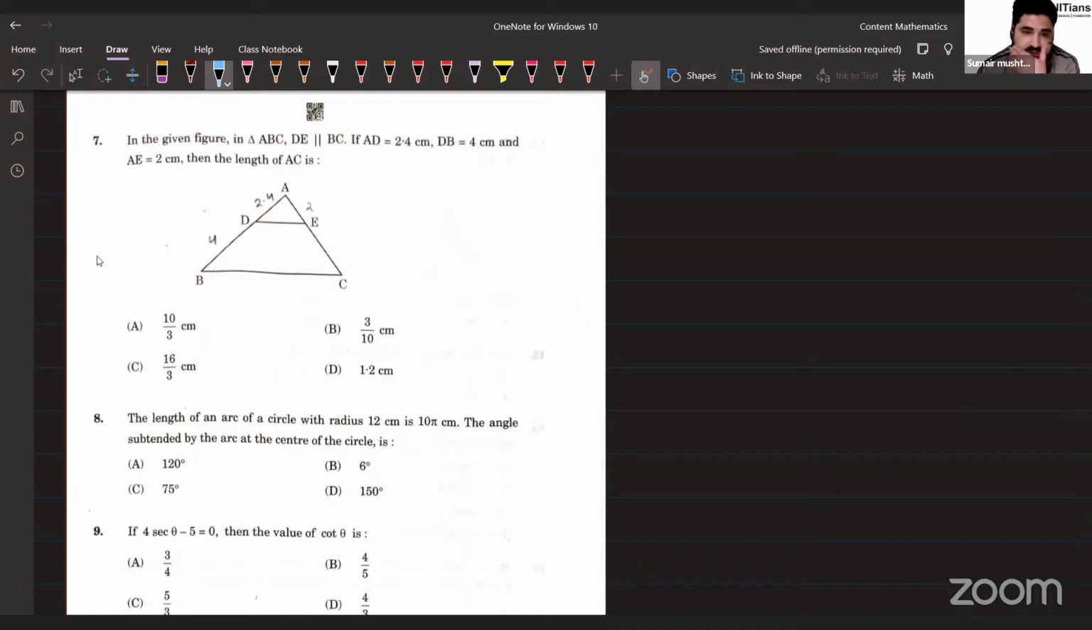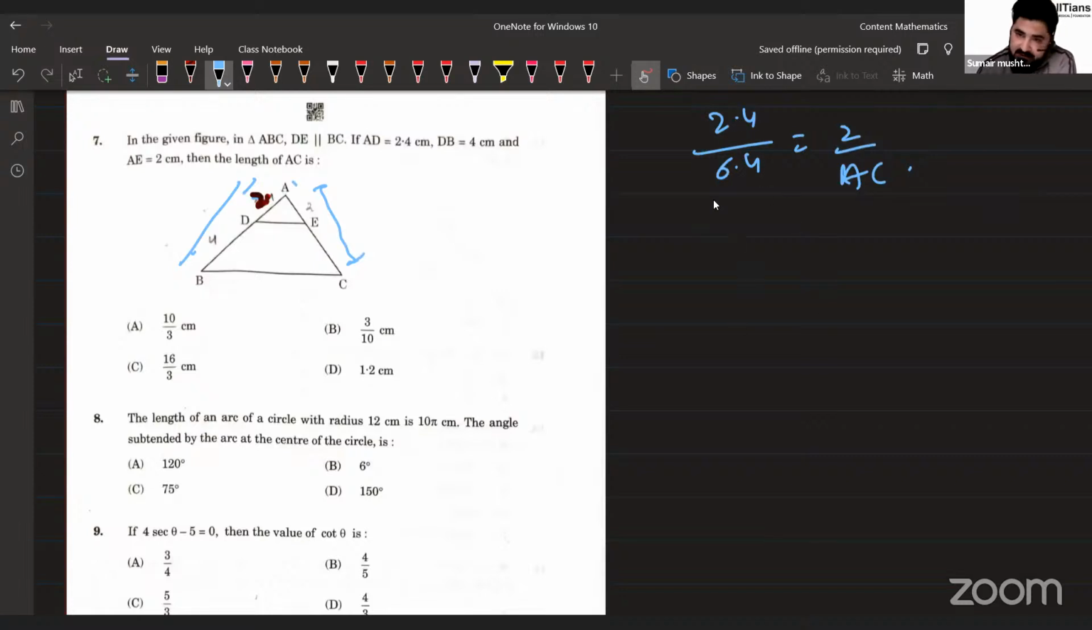Okay, now the next question. It is said that this is parallel to this, so you can use the BPT. See, this is someone whose paper I got. This is 2.4, and this is given as 2. You have to find the length of AC. Now I have to use this as a whole. So can I say AD by AB is equal to AE by AC? So this is 2.4 divided by 6.4 is equal to 2 divided by AC. I think I'm not wrong here, isn't it? So AC you can find.